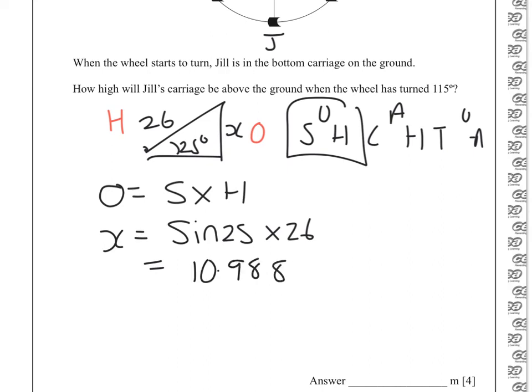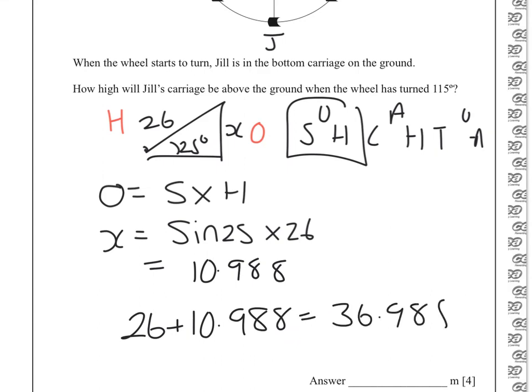10.988. So she is above the ground, the 26 plus 10.988, which gives us 36.988, and if I round that, that's 37 metres above the ground.